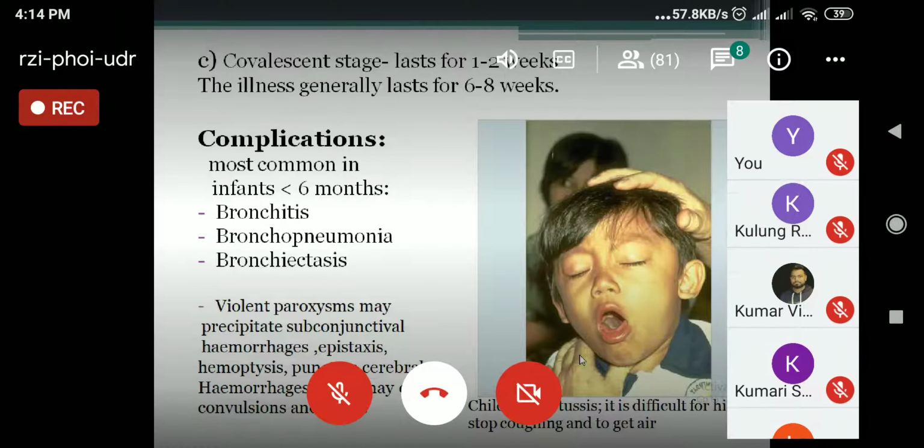Okay, so see, when the child is having non-stop cough, it is very difficult to get air. Okay, so how to control? So for the cases, you have to diagnose it early.